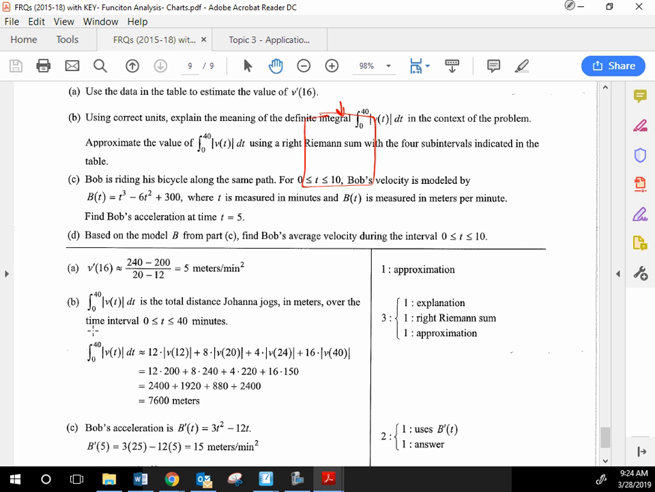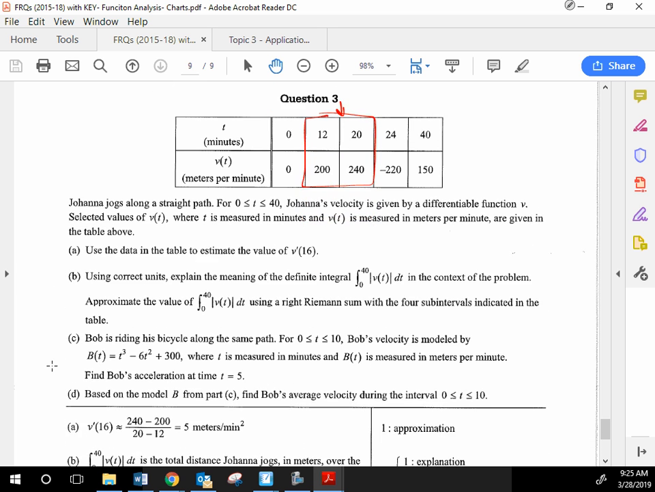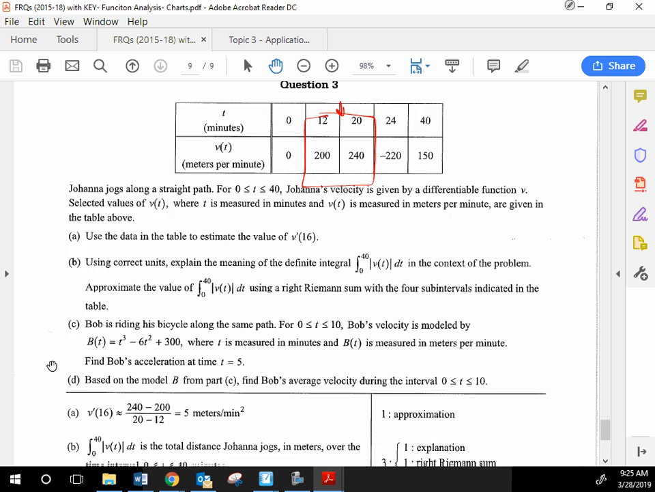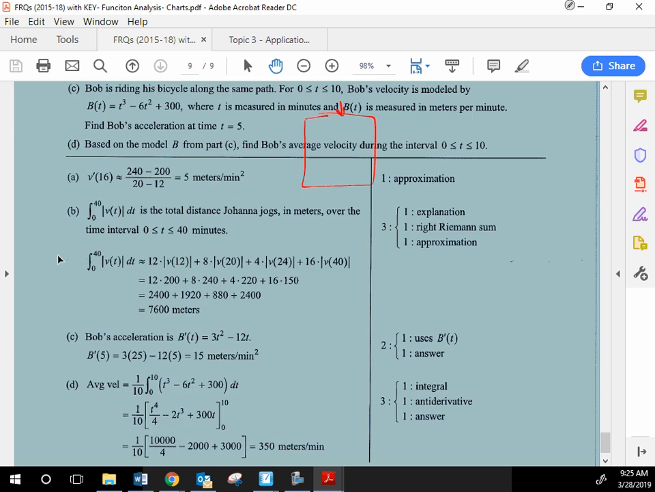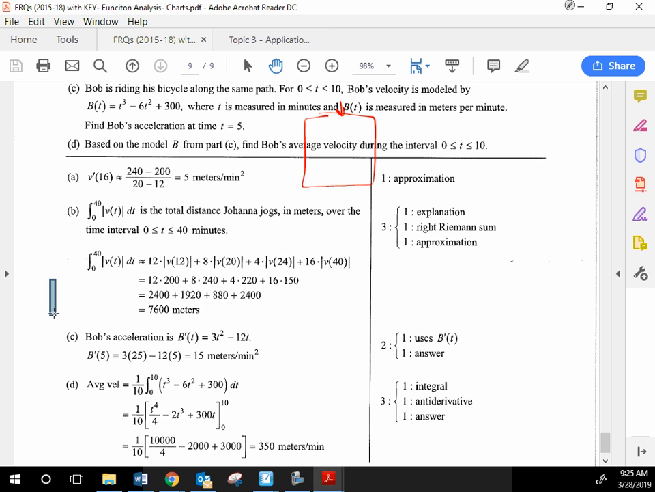All right, B, it says, explain the meaning of that integral of the absolute value of v of t in the context of this prompt. Remember, integrating our absolute value of velocity is total distance. And then approximate that using right Riemann sums. So when we do a Riemann sum, we're going to be using the right sides for our heights. So we've got 1 point for your explanation. And our explanation is it's the total distance that Johanna jogs over the interval from 0 to 40. They want you to not just say total distance, but what time frame we're looking at. So you do want that component of 0 to 40 minutes. And then 1 point for your right Riemann sum and 1 point for your approximation.